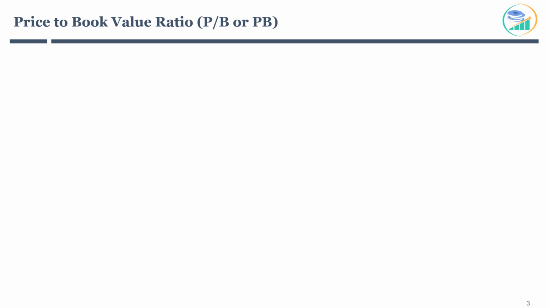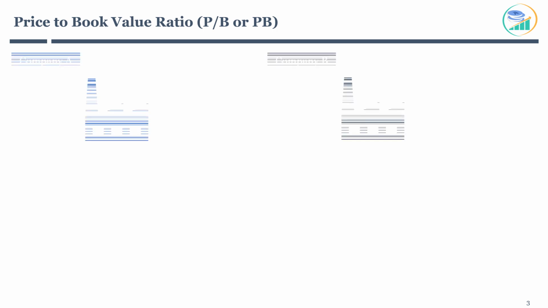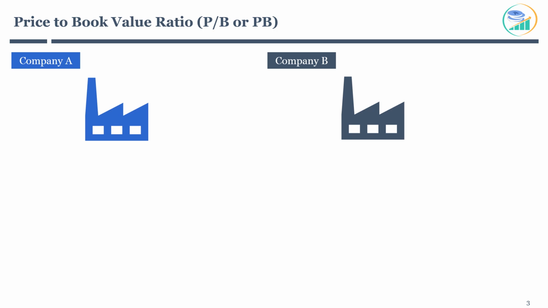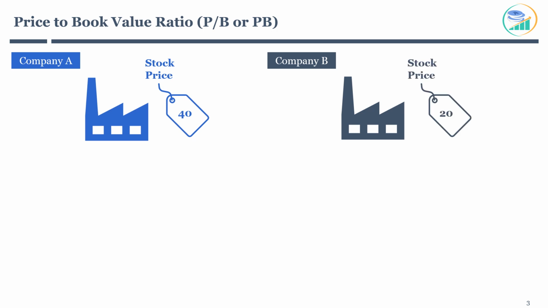PB ratio can be used to compare the performance of two companies. Let's understand with an example. Suppose there are two companies. For simplicity, let's assume both the companies are in similar business model and making similar product. Company A is trading for 40, while Company B is trading for 20. The new investor might assume that Company B stock might be the best because it is cheaper compared to Company A. But this is not necessarily true. Low share price does not mean stock is undervalued.